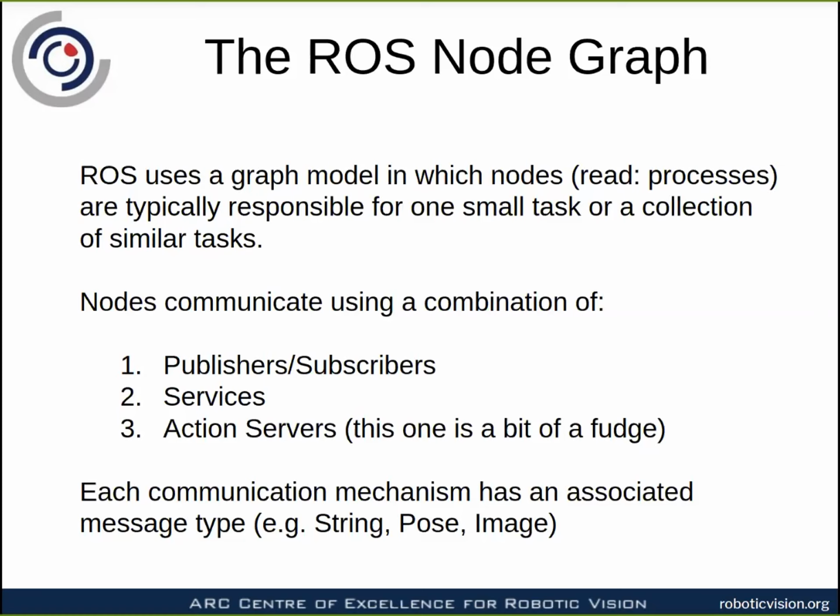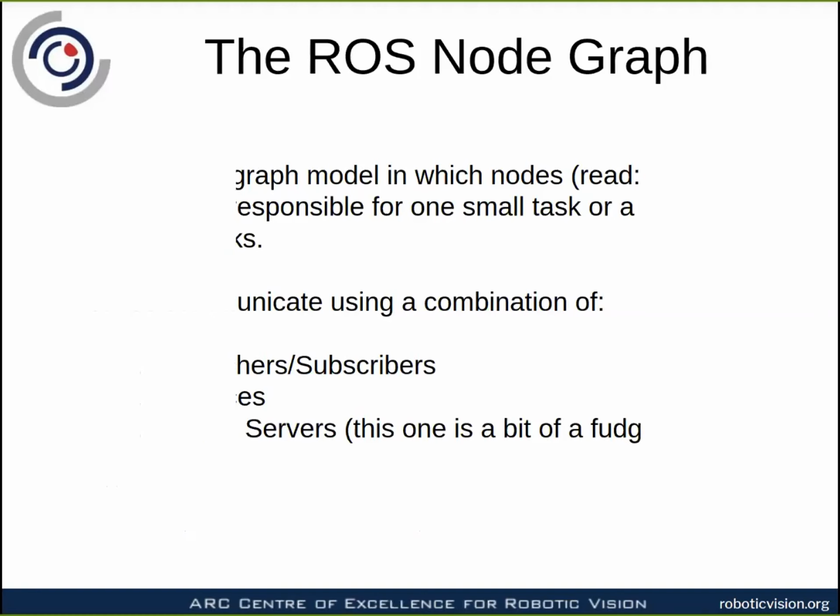And in ROS1, action servers are a bit of a fudge because they were kind of a weird afterthought. So they're actually not in the core ROS library. They have a secondary library just for action servers. And each communication mechanism utilizes associated message types, which you compile. And these include things like string messages, pose messages, and image messages.